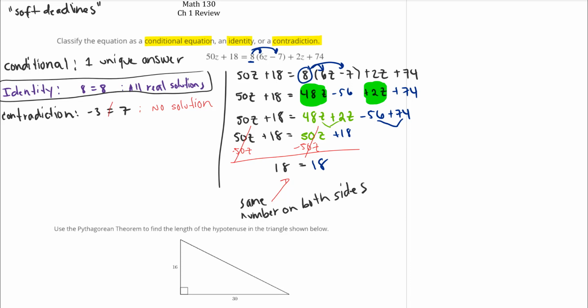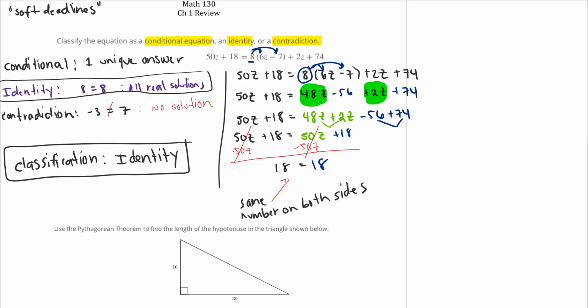So what type of equation is this? So the classification would be identity. So it wouldn't be conditional and it wouldn't be a contradiction. The answer here would be it was an identity. And that would be my final answer.